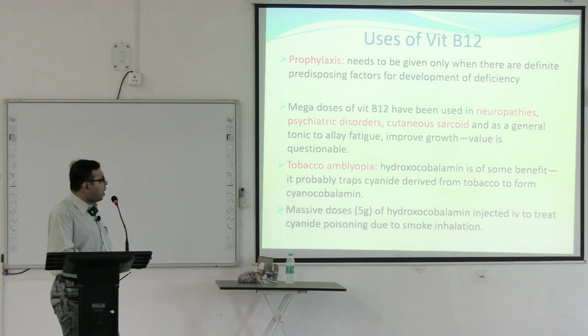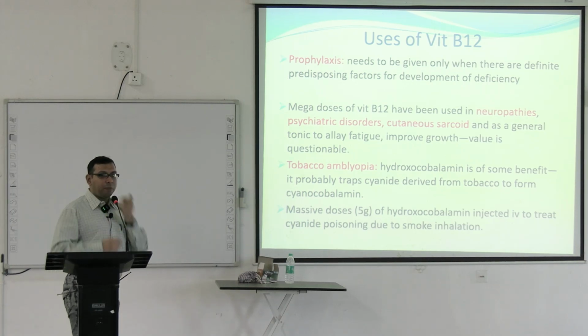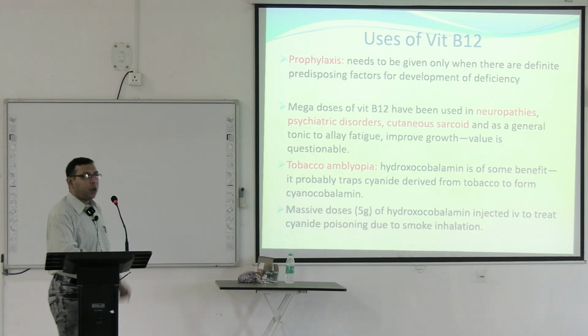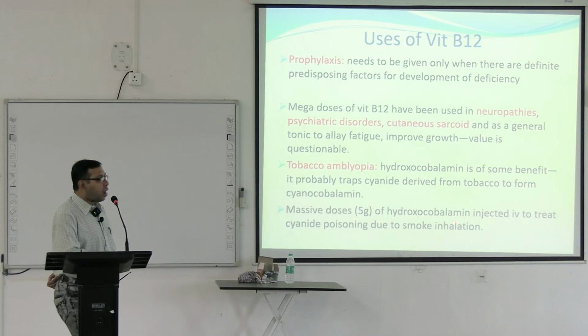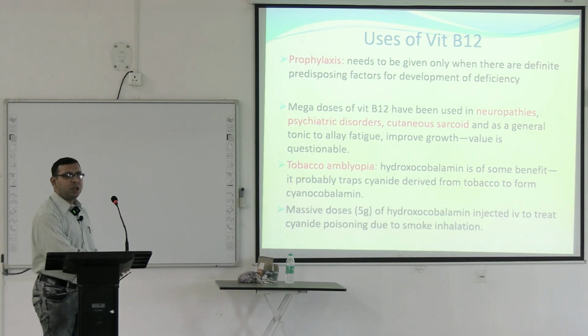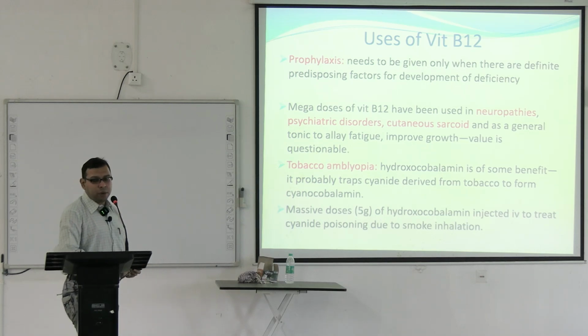Tobacco amblyopia, it is another thing. Hydroxycobalamin is of some benefit. It probably traps cyanide derived from the tobacco to form cyanocobalamin. So with tobacco there may be problems in the eye. This is known as the tobacco amblyopia. Massive doses of the hydroxycobalamin injected IV to treat cyanide poisoning due to smoke inhalation. It is also needed when there is cyanide poisoning. These are the very rare uses of the vitamin B12.